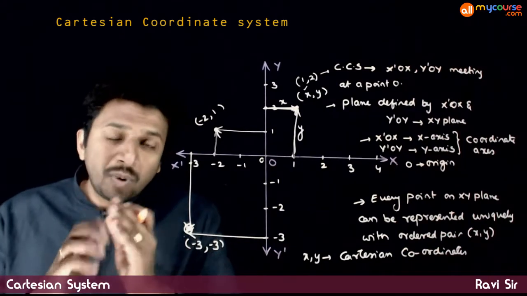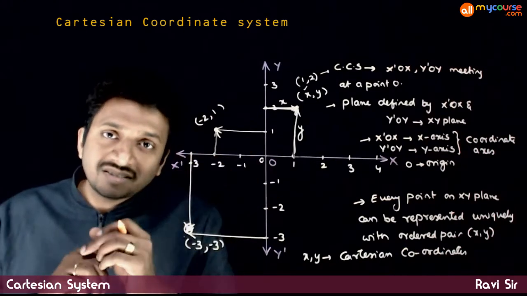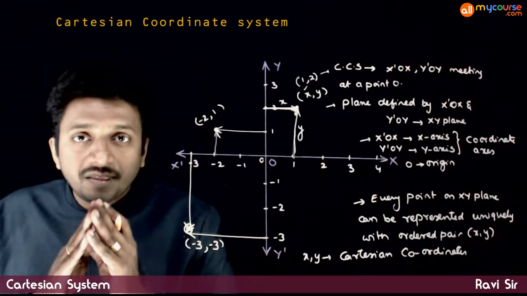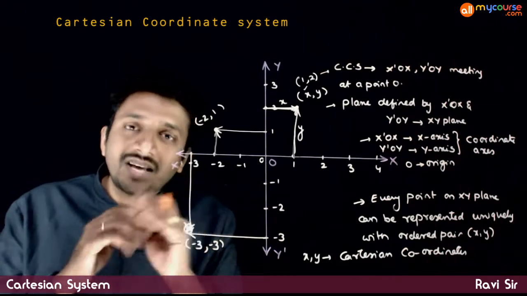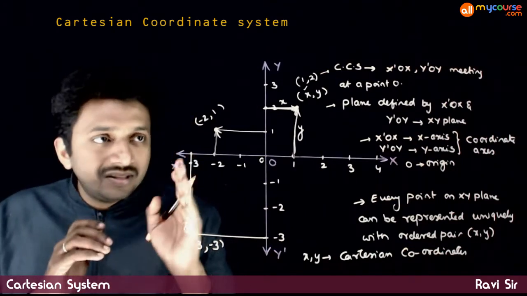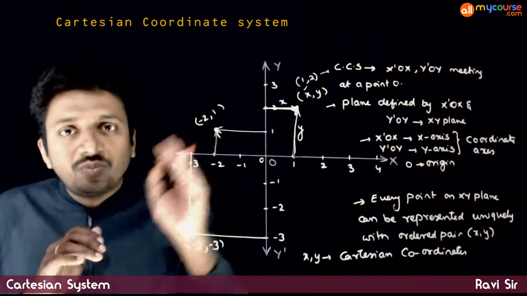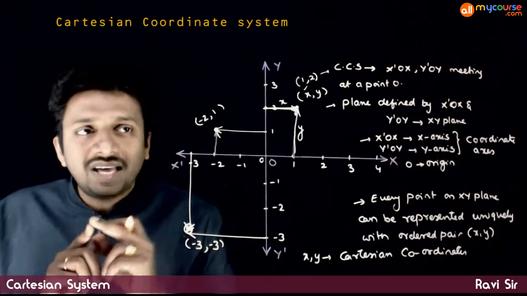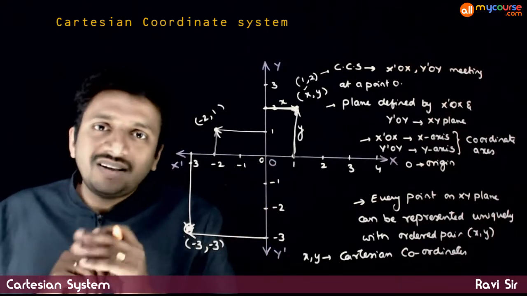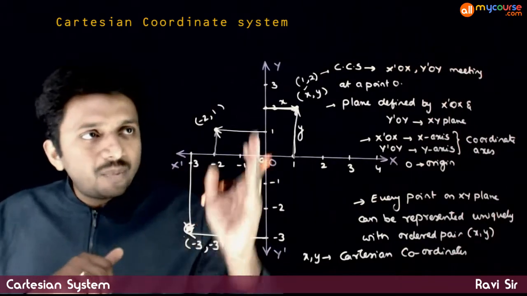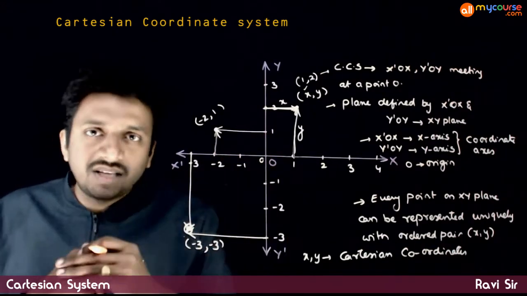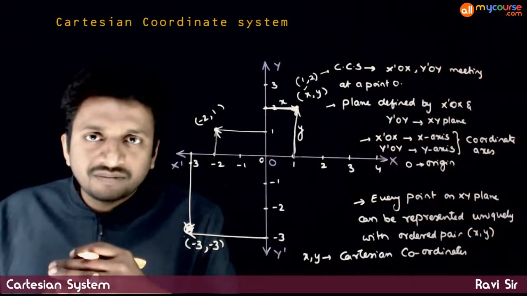So there are two important things. You measure the distances following a standard convention. The distances measured in the direction of the positive x-axis are positive. The distances measured in the direction of the negative x-axis are negative. Similarly, in the positive y-axis direction, the y-coordinate is positive, and in the negative y-axis direction, the y-coordinate is negative.